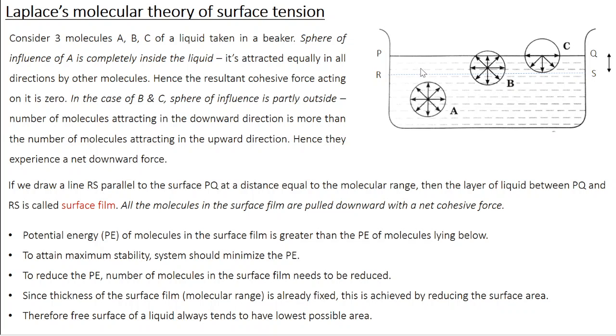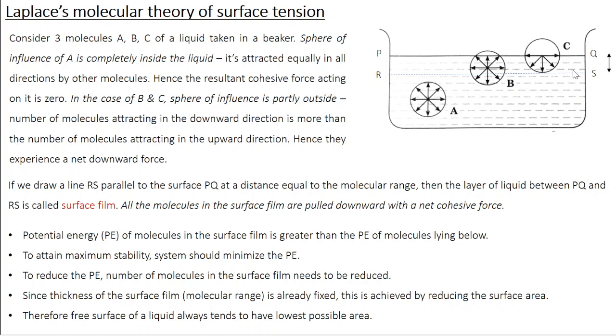Now, how do you decrease the number of molecules in the surface film? There are two options. Either you decrease the thickness of the surface film, but unfortunately the thickness is fixed. The thickness is equal to the molecular range, and for a given liquid the molecular range is a constant. So you cannot change that. So the only option is to decrease the surface area.